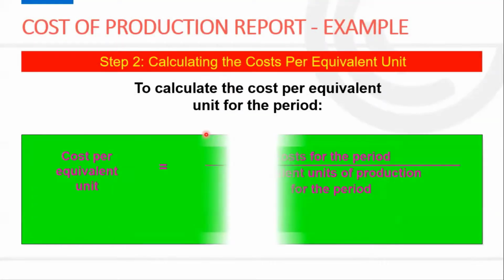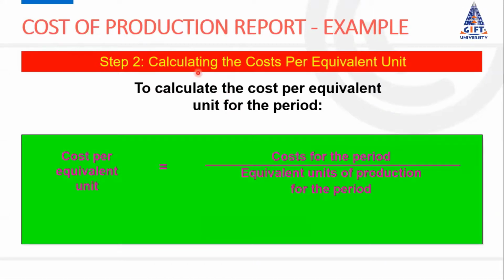On the second step, we calculate the cost per equivalent unit, meaning cost per unit. Once we have calculated the equivalent units, we use those equivalent units for calculating the per unit cost. For the calculation of per unit cost of equivalent units, we need two things. Number one, the total cost of the period.